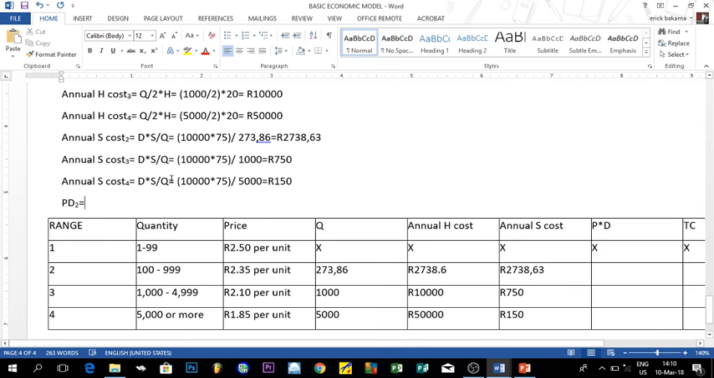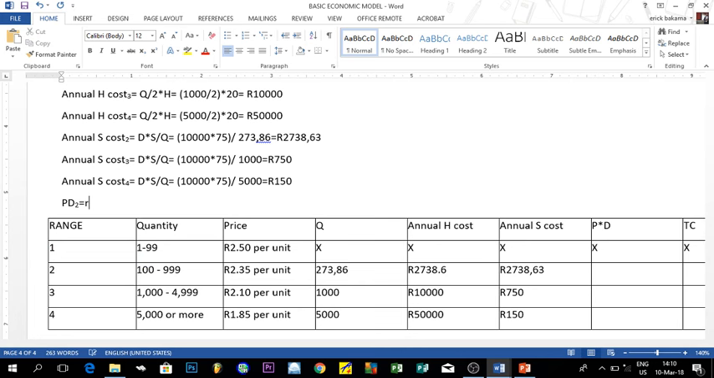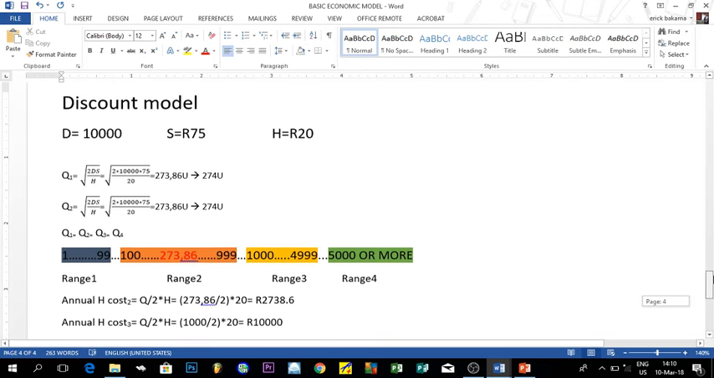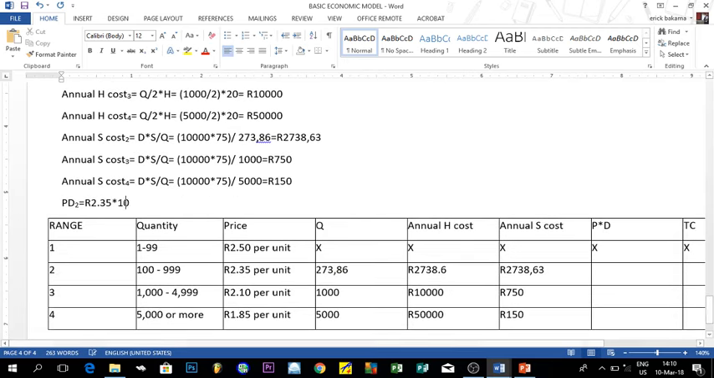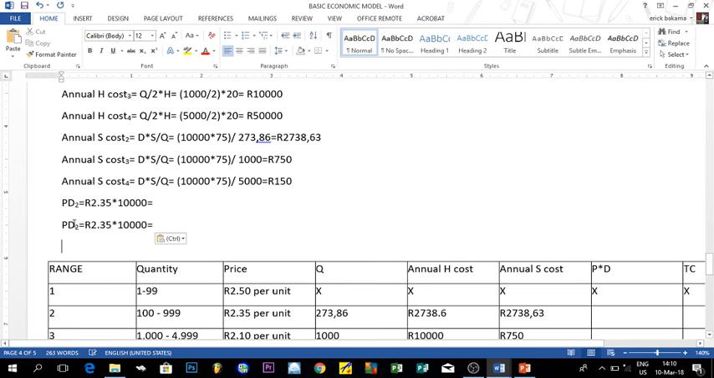So the PD is the price times the demand. Now the price for range 2, we are in this range here. The price is 2.35 times the demand. The demand is already given, which is the big D, which is 10,000. We're going to solve the same thing for PD for the third interval and the fourth interval.